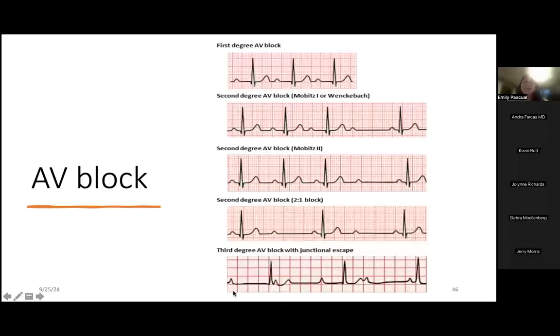And then this last one here is a complete heart block. Again, you can see none of the P waves are conducted, meaning there's no QRS following these P waves. The atrial and ventricular activity are completely independent of each other, essentially.